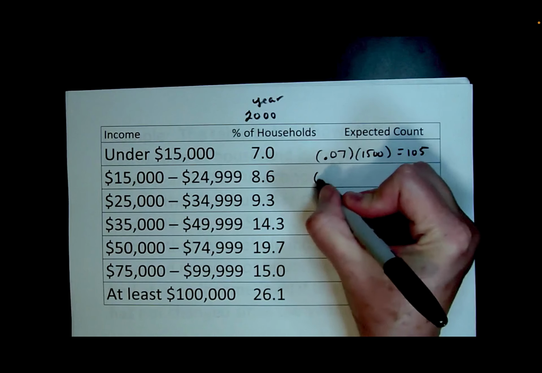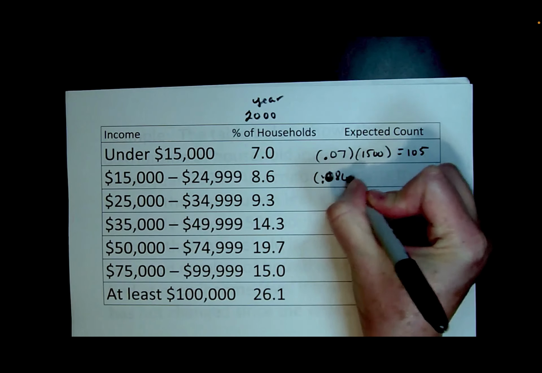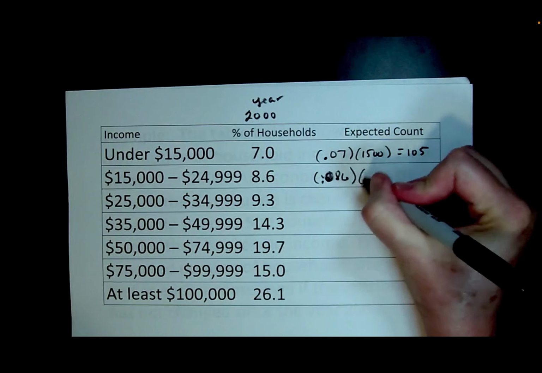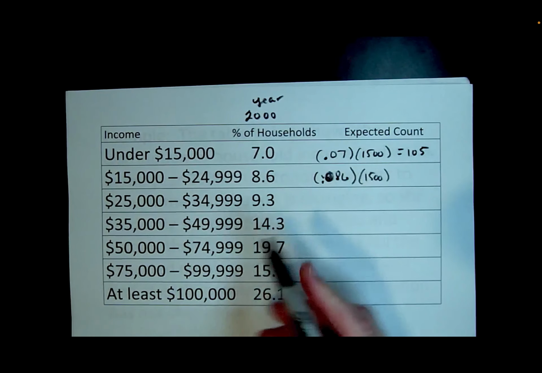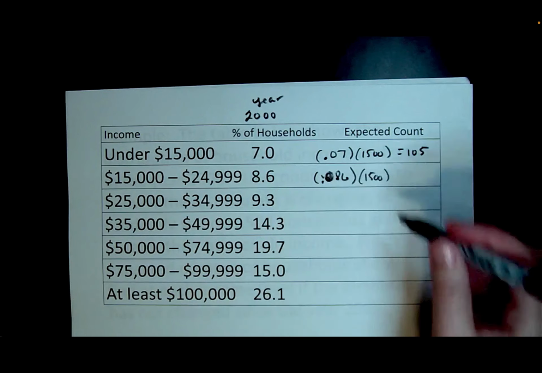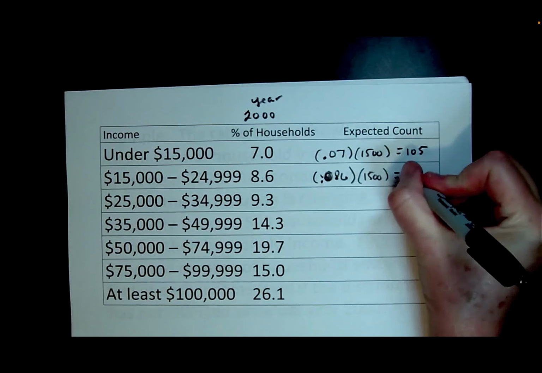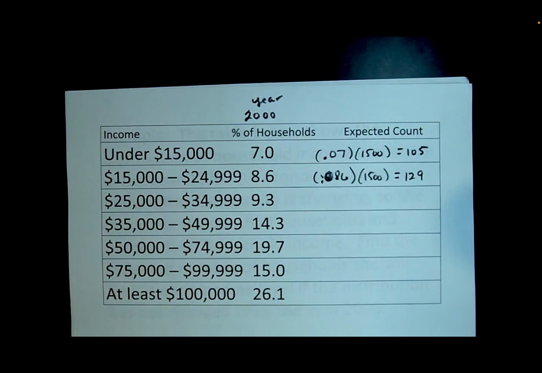And then just going on, similarly, 0.086, 8.6% of the 1,500 households we would expect to be in this category. That's if the distribution has not changed. That's what she's wanting to find out. Has it changed or not?